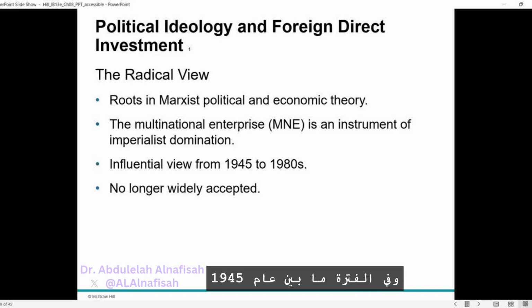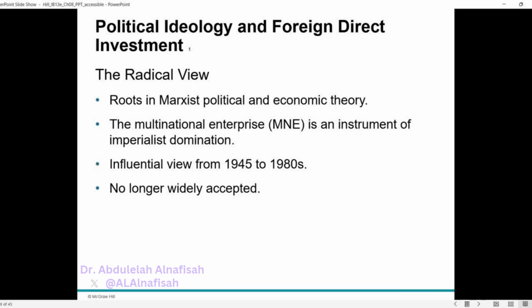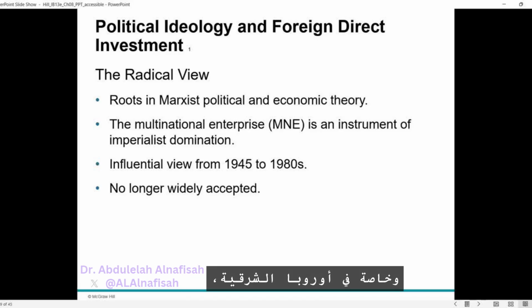Extreme proponents believe that no country should allow foreign corporations to invest and advocate for the nationalization of existing foreign-owned enterprises. Between 1945 and the 1980s, this view was highly influential, particularly in Eastern Europe. Communist countries like China, Cuba, and Cambodia, and many African nations nationalized foreign enterprises post-independence. Even non-communist but nationalist countries like Iran and India adopted restrictive FDI policies aligned with this stance.